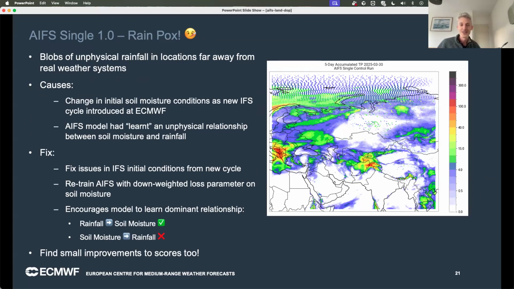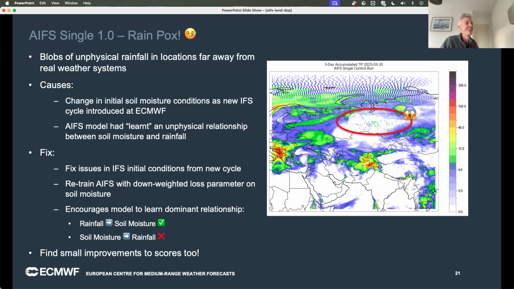rainpox. So you can see here the AIFS basically started to develop these very small blobs of unphysical rainfall in locations that were far away from any kind of big large scale systems or anything like this. So you can see that here. There's this little dimpling of blobs of rain, which really are very unphysical. And then it was like, oh no, we thought we'd done everything well.